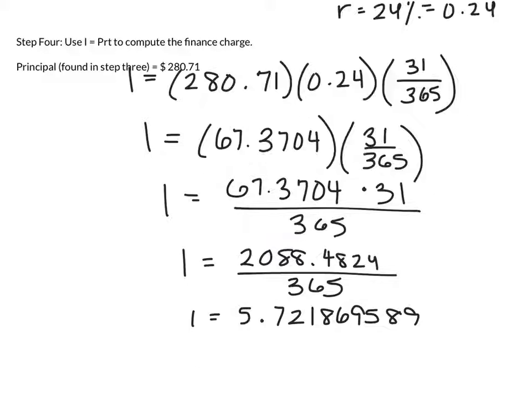Lastly, we want to divide that value by 365, and we get I equals 5.72186959. I is the amount of interest, or in this case, the finance charge, which is a monetary amount. Therefore, we need to round to the nearest cent, or 2 decimal places. So I equals $5.72, and this is our final answer.